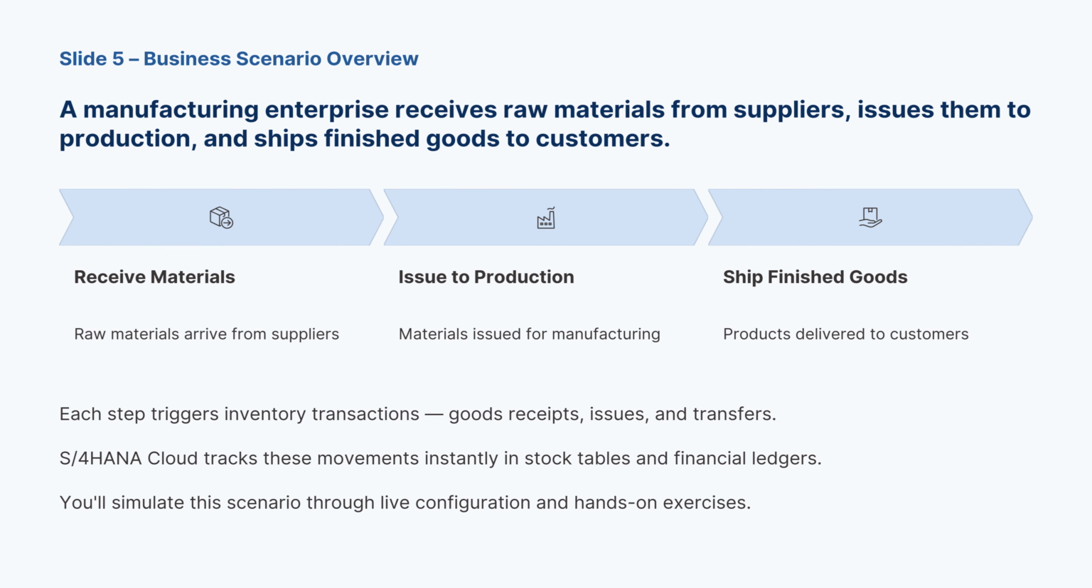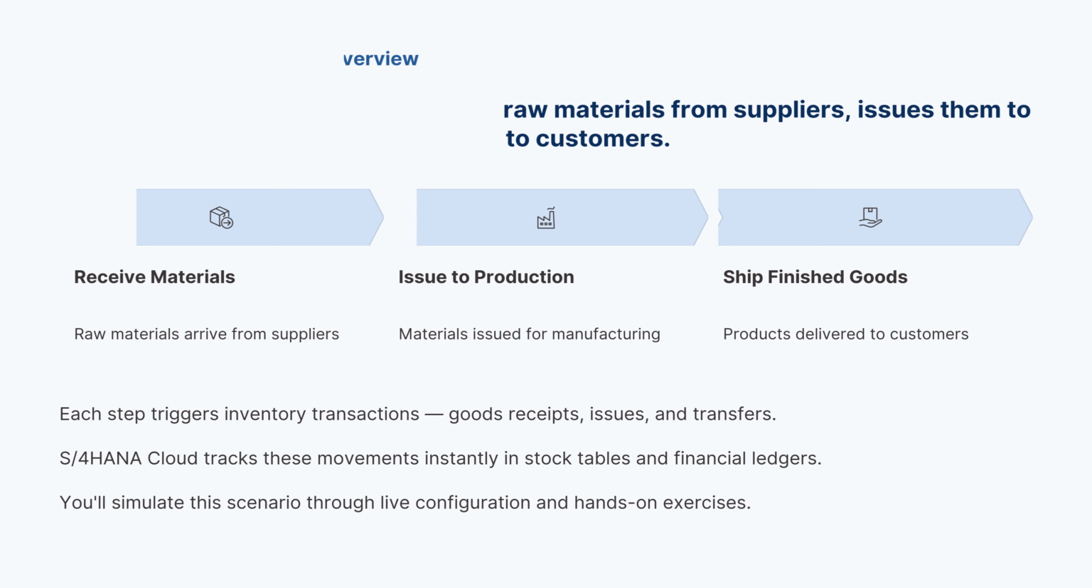Business scenario overview. Think of a manufacturing business that receives raw materials, produces goods, and ships finished products to customers. Each activity triggers an inventory movement: a goods receipt, a goods issue, a transfer, or a return. Through this module, you'll recreate these end-to-end scenarios using real SAP Cloud configurations and postings.